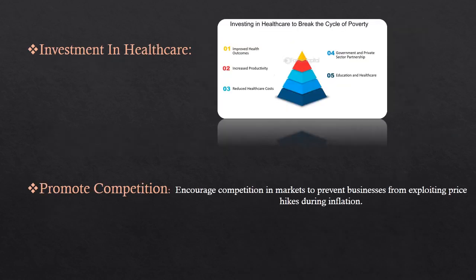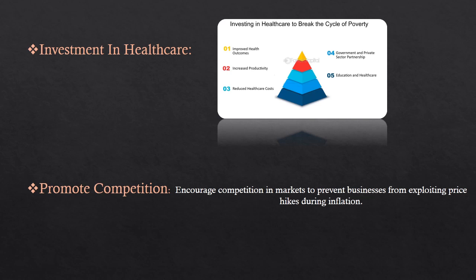Then we can invest in healthcare, as investing in healthcare infrastructure, preventive care, and healthcare services ensures that individuals can access essential medical services without financial hardship. Then we can also promote competition, like encouraging competition in markets to prevent businesses from exploiting price hikes during inflation. This protects consumers, especially low income families, from unfair price rises.